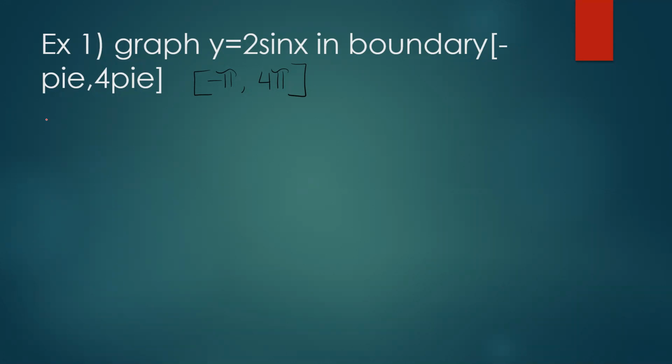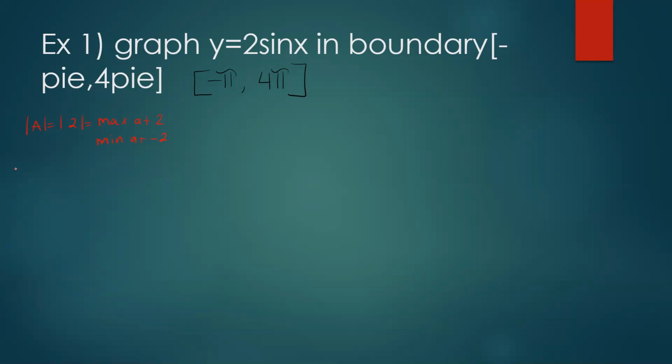Let's find our amplitude because that'll help us with our max and min. So our amplitude is going to be the absolute value of 2. What does that mean? Our max is at 2, and then our min is at -2. Okay, that's very important.